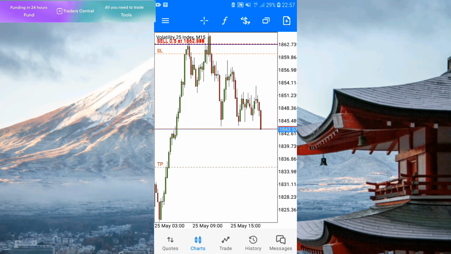Ladies and gentlemen, today on the 25th of May, I took a sell trade on the VIX 25 index, and as you can see, it is a real account.